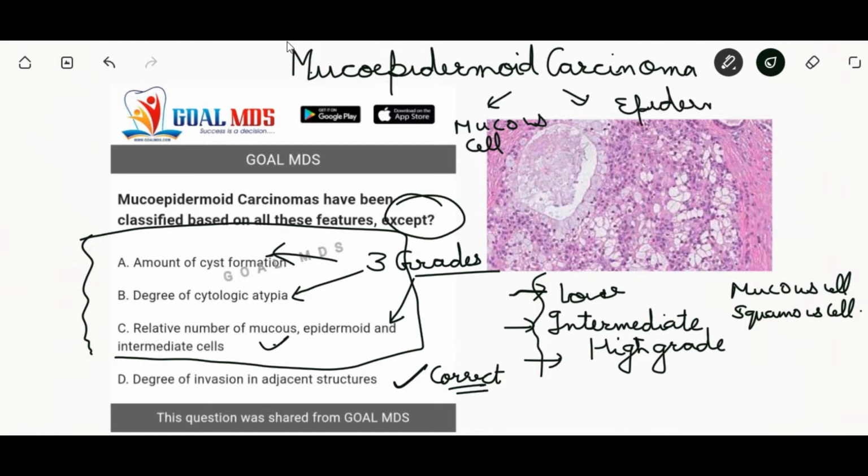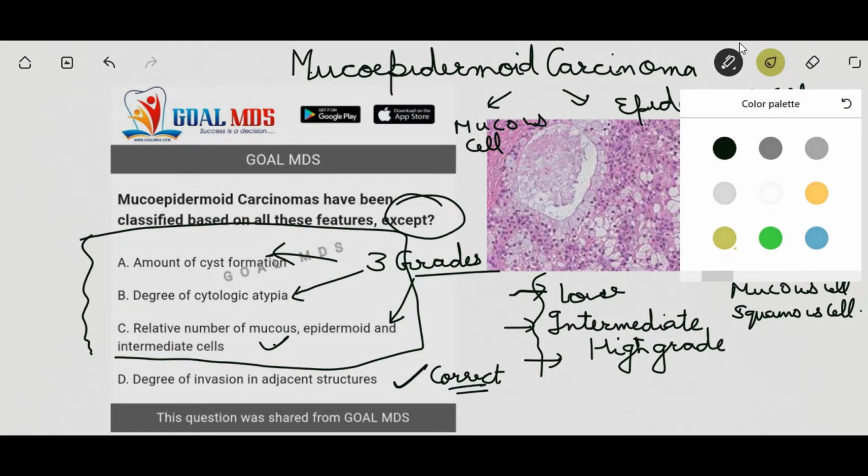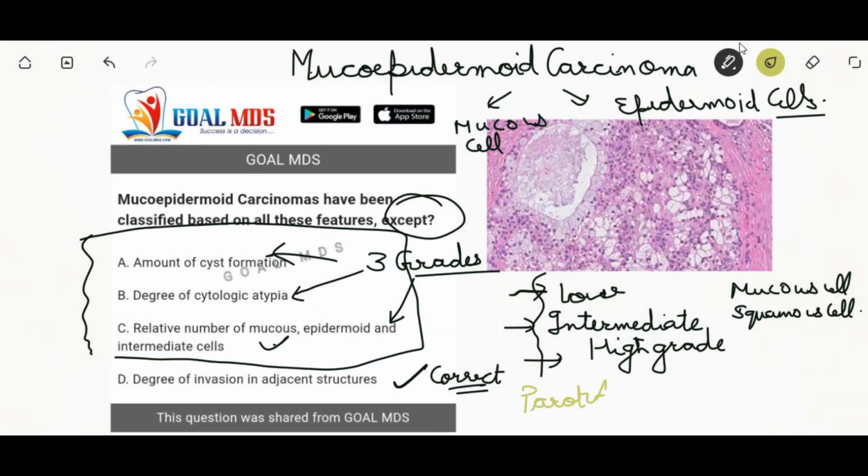Which of the following is the most common site of occurrence? For mucoepidermoid carcinoma, it's the parotid gland. Intraorally, you will see a strong predilection for the palate. Generally, a female predilection. It is the most common malignant salivary gland tumor in children. Which is the most common malignant salivary gland tumor in children?